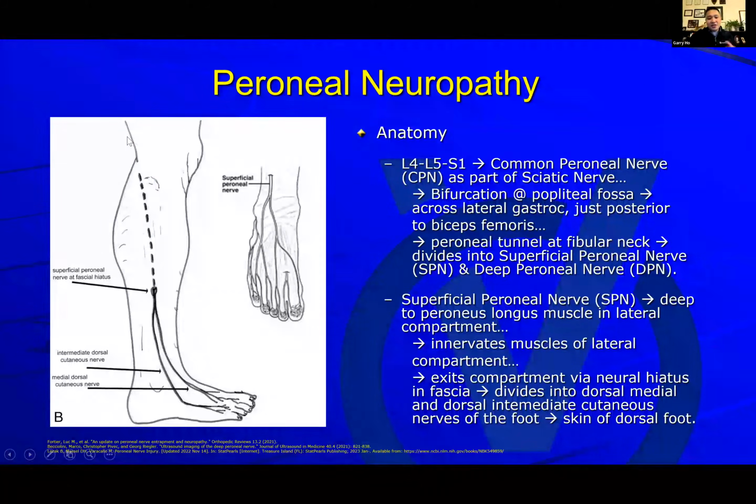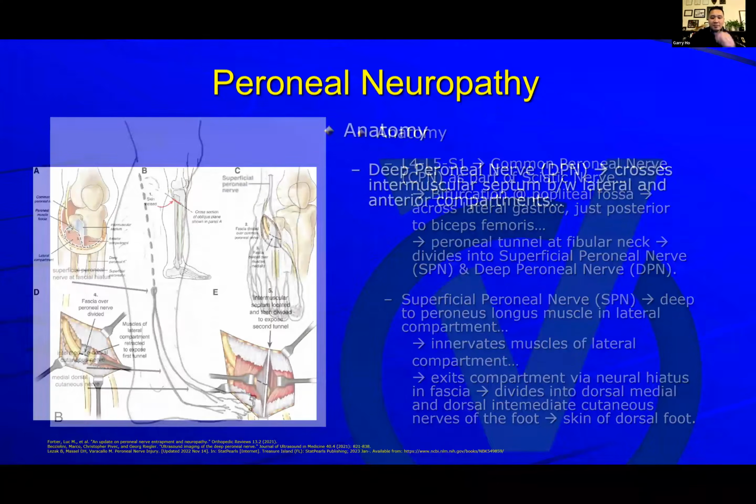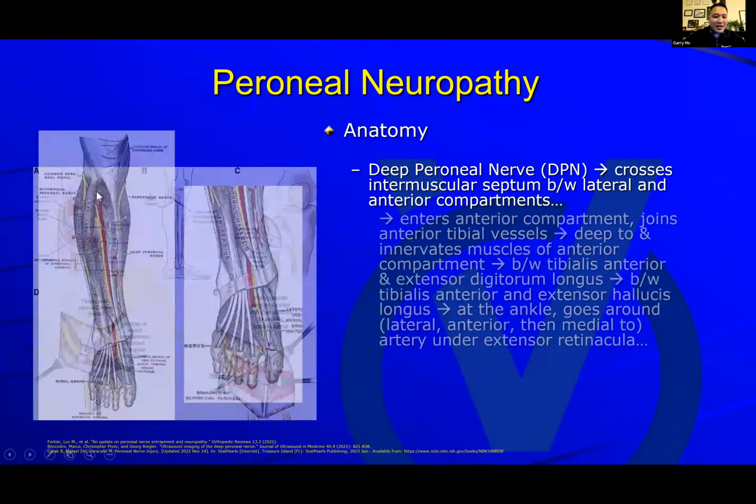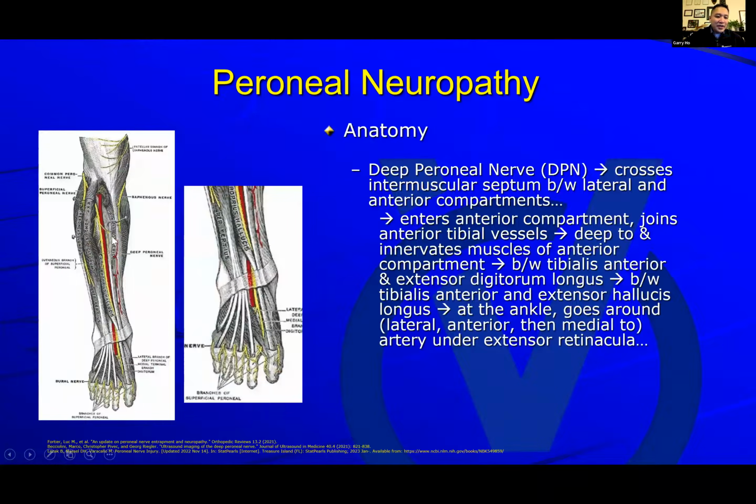And I mention that because each of those neural hiatus fascial openings is a potential site for entrapment. Deep peroneal nerve, once it gets into the anterior compartment, basically moves from lateral to medial of the anterior tibial artery, and that shift happens right over the anterior ankle, deep to the extensor retinaculum, and we call that the anterior tarsal tunnel. So you can get entrapment of the nerve there as well and get anterior tarsal tunnel syndrome.